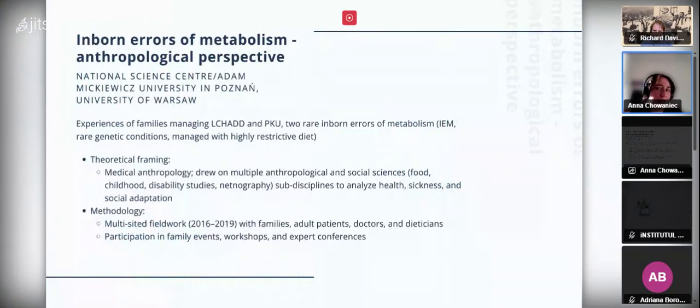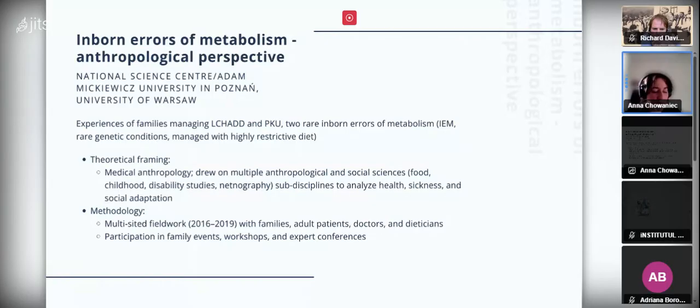So the first would be the illustration of this, let's say, strictly academic, theoretical work, which was the research that I conducted for my PhD, but it was part of different research projects, different financing structures as well. It focused on the experiences of families managing rare genetic conditions, which are managed with very restrictive diets. Going back to the point that we are able to access very unreachable populations, that was one of the cases, because for one of those diseases listed here, when I started doing my research, there were for sure less than 100 children with that condition in Poland. I'm pretty sure it was less than 100.